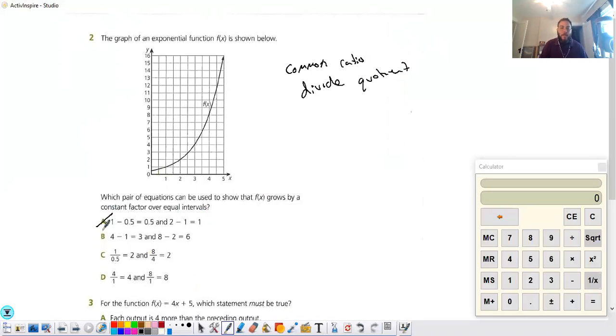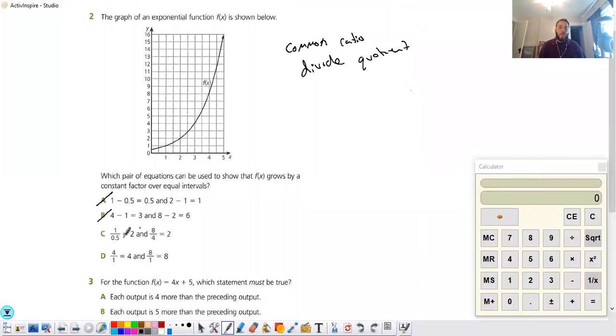So right away we can cancel A and B, because they're not dividing anything. That's how we would maybe do it if we're trying to find a linear function. So then we look at C and D, and we want their quotients to be equal. So if we look at C, they both equal 2. And D, 1 equals 4, 1 equals 8. So D is not correct, and C is our answer because they have a common ratio. Now, where did they get these numbers?